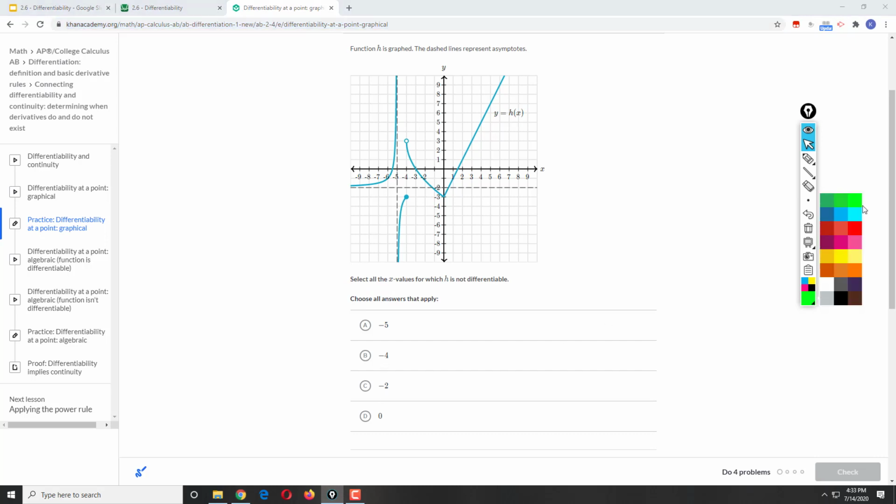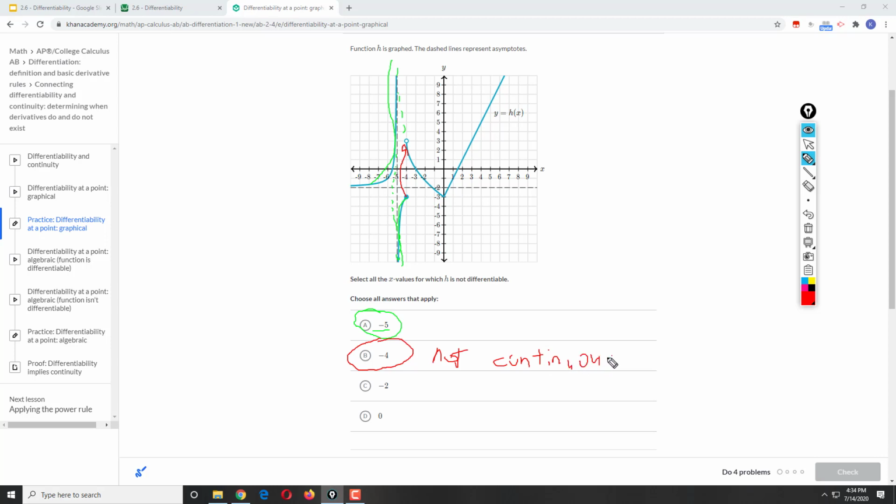First one, x equals -5. That's right here. Well, we see that the graph has a vertical asymptote. The slope is going straight up here, and it's going straight down there. So, yep, not differentiable. B, x equals -4. At x equals -4, it's not continuous. The graph makes a jump from -3 on the bottom to 3 on top. So yeah, if it's not continuous, it's not differentiable. And again, A is not differentiable because it has a vertical asymptote.